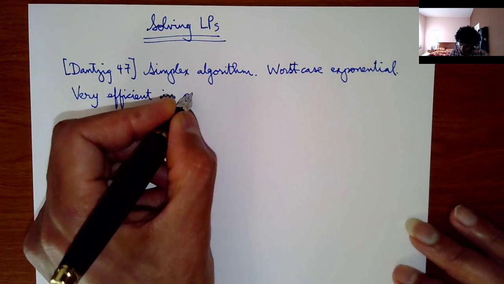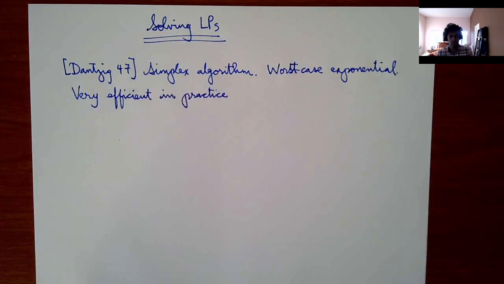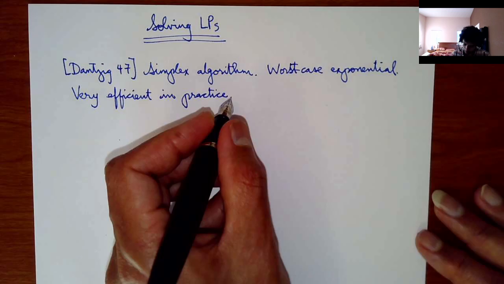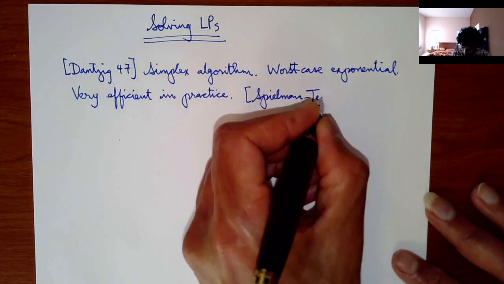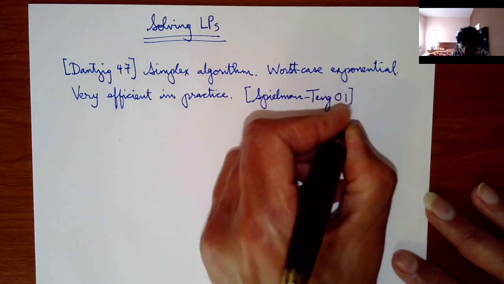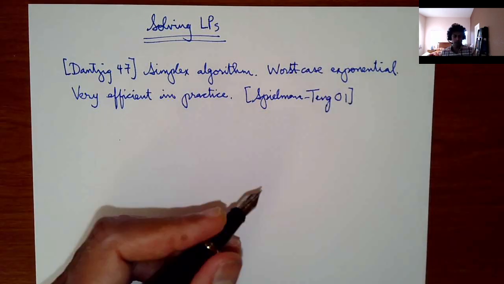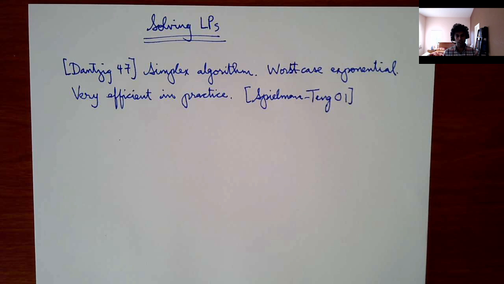And there is some theory known for why. I mean, there are some theoretical explanations of this. This is Spielman and Teng, I believe, in 2001. They introduced something called the smooth complexity analysis, and they showed that the Simplex algorithm is polynomial time under some smoothing, so under some natural conditions on the input.